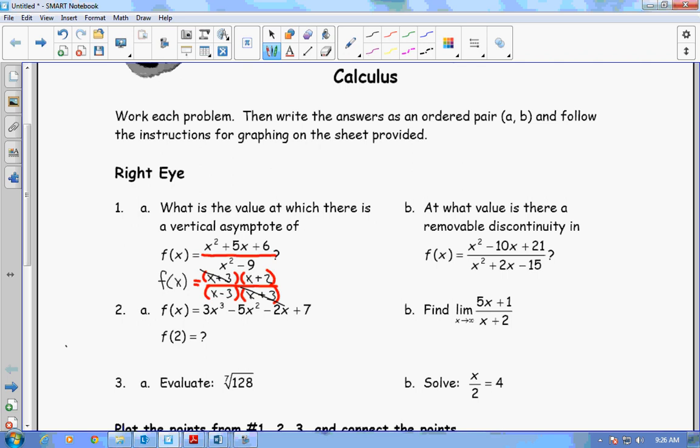There's a hole when it's removable. The non-removable is your vertical asymptote. So the non-removable would be what? There is a vertical asymptote at x equals 3. Okay, let me get... Why don't you go look at part B?